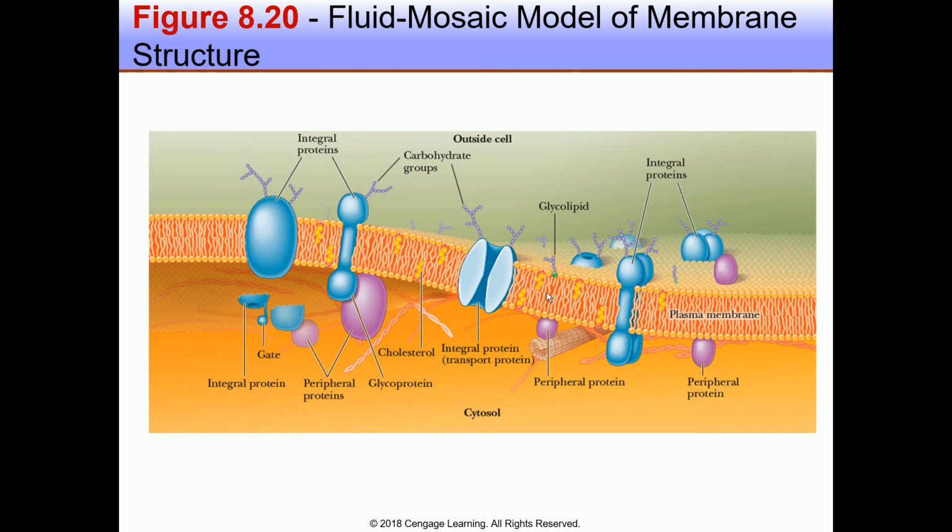And also there are some sugar chains attached to the lipids as well as to the proteins. If the sugar chains are attached to the lipids, they are called glycolipids, and if the sugar chains are attached to the proteins, they are called glycoproteins. So this is the basic structure of a membrane. This is cytosol, which means this is inside the cell, and this is outside. This is all outside the cell.